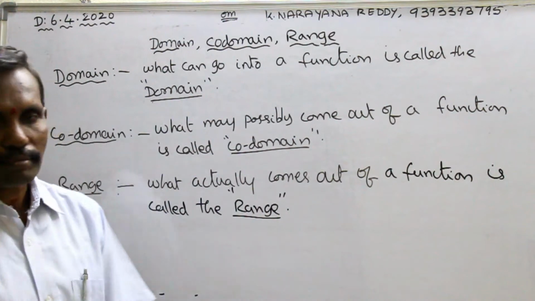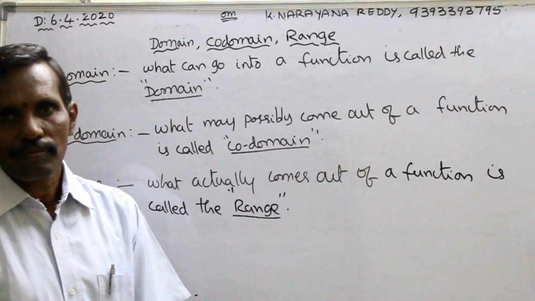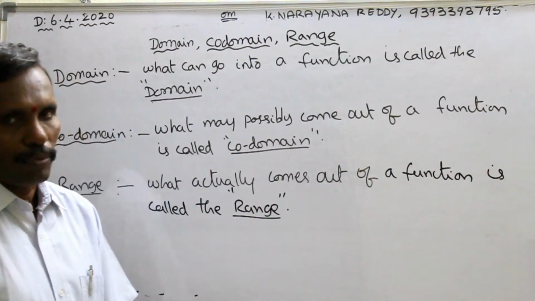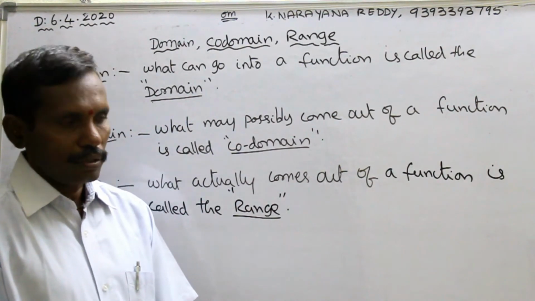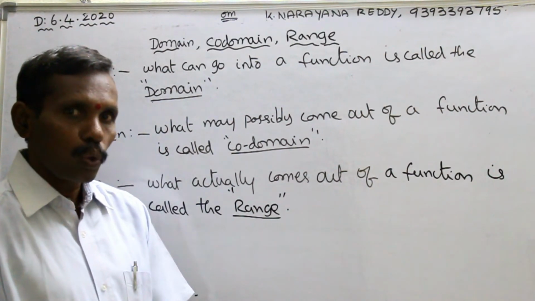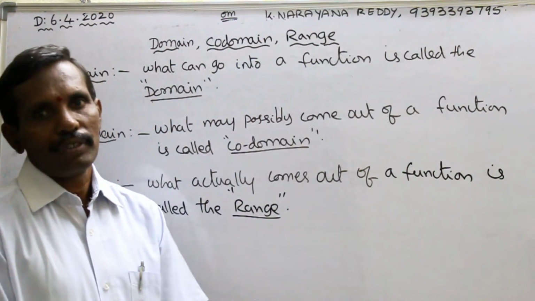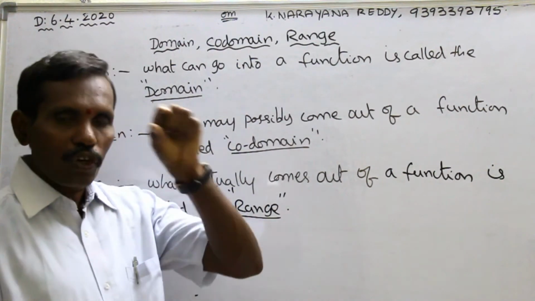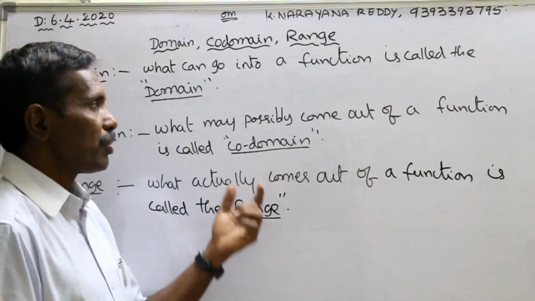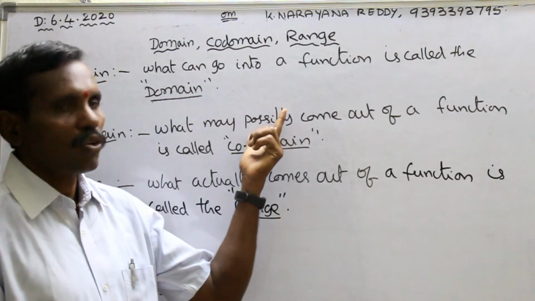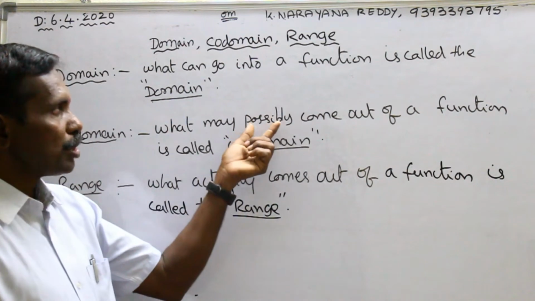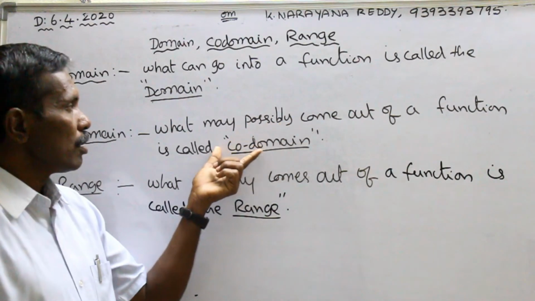Please listen carefully. Suppose, for example, R minus 2 is a range. That is output. But there may be possibilities there. 2 is also in the codomain. That is an important point which I have observed regarding codomain. I will give an example for that. So simply, what can possibly come out of a function is called codomain.